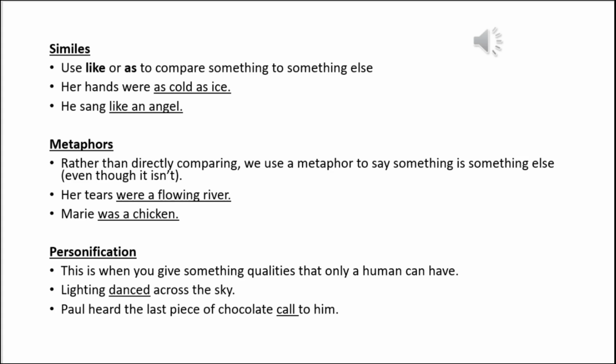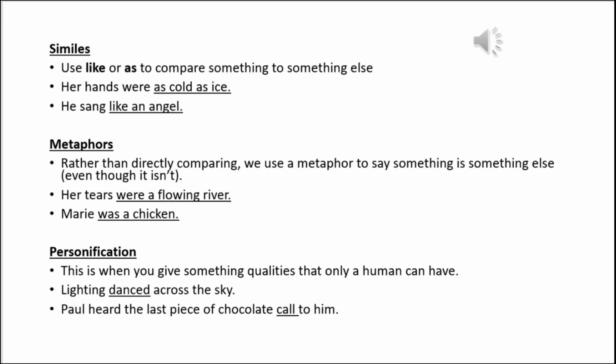Metaphors are slightly different. They do a form of comparison, but it's not direct. So we use a metaphor to say something is something else, even though it actually isn't. So the examples here are: her tears were a flowing river. Marie was a chicken.